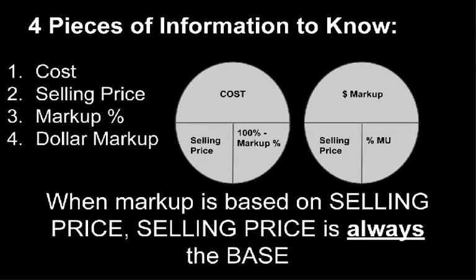So the four pieces of information, similar to when we based markups on cost, are cost, selling price, some form of markup percent, and dollar markup. But when we use selling price, it's always the base, and that's what we have to remember. Our PBR circles will look like what you see here, where we have cost as the portion or dollar markup as the portion, and depending on what you're trying to find, if you're finding cost, you're going to use the complement of the markup percent, and if you're finding dollar markup, you're going to actually use that markup percent. But the base each time is selling price.